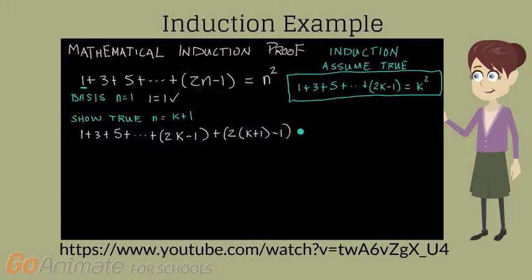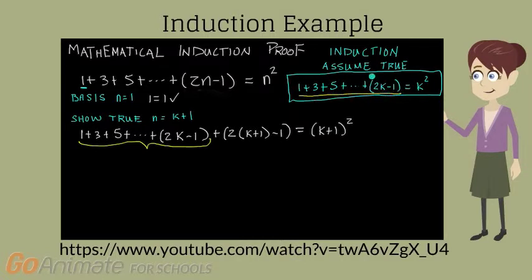And then we're saying that that's equal to the right-hand side, which is n squared, but in our case, we're doing k plus 1 squared. So we'll put k plus 1 squared. So now if we can show that the left-hand side is equal to the right-hand side, then we have completed the mathematical induction proof. So now if we notice here, this part right here is equal to the left-hand side of the assumption that we made in our induction step.